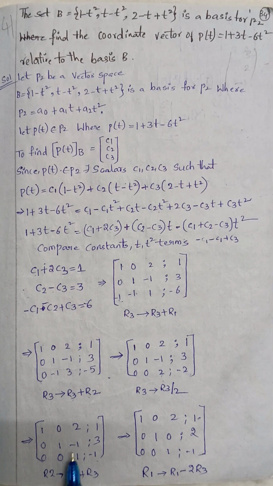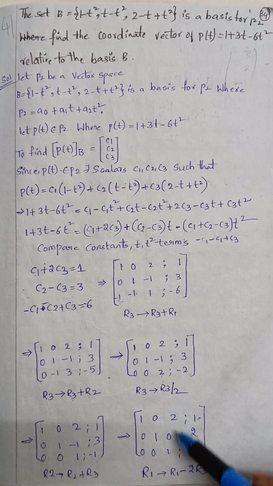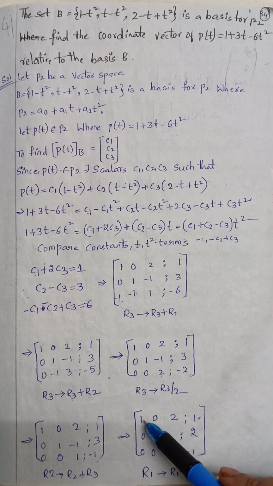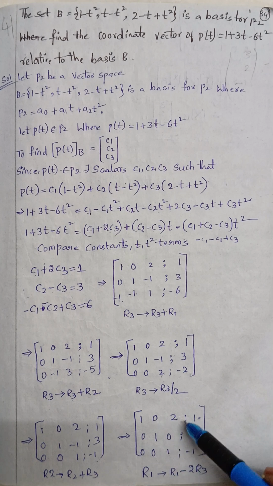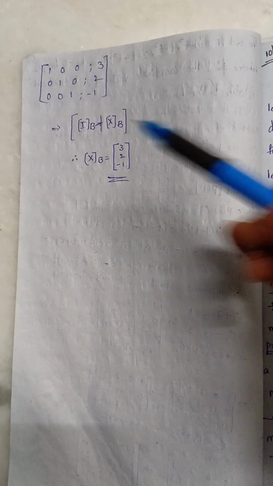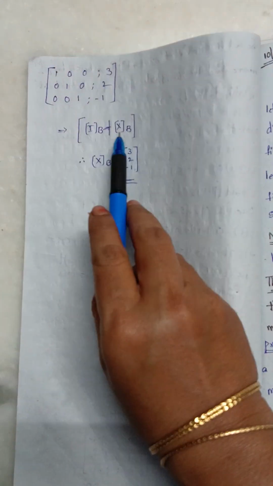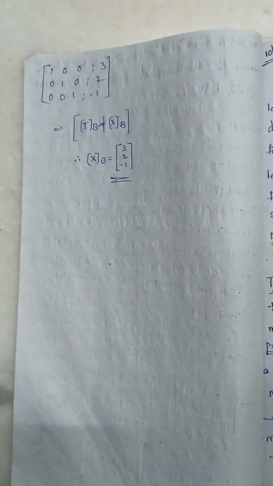Now make this term into 0 by taking R2 plus R3. R2 implies R2 plus R3. Then this will become 0. This will be as it is. This will plus, meaning here 2. Again convert this into 0 by using R1 implies R1 minus 2R3. Then R1 minus 2R3 means 1, 0, 0 here. R1 minus of minus, plus 2, means 3 here. Then this is the identity matrix and this is the required [p(t)]_B vector.